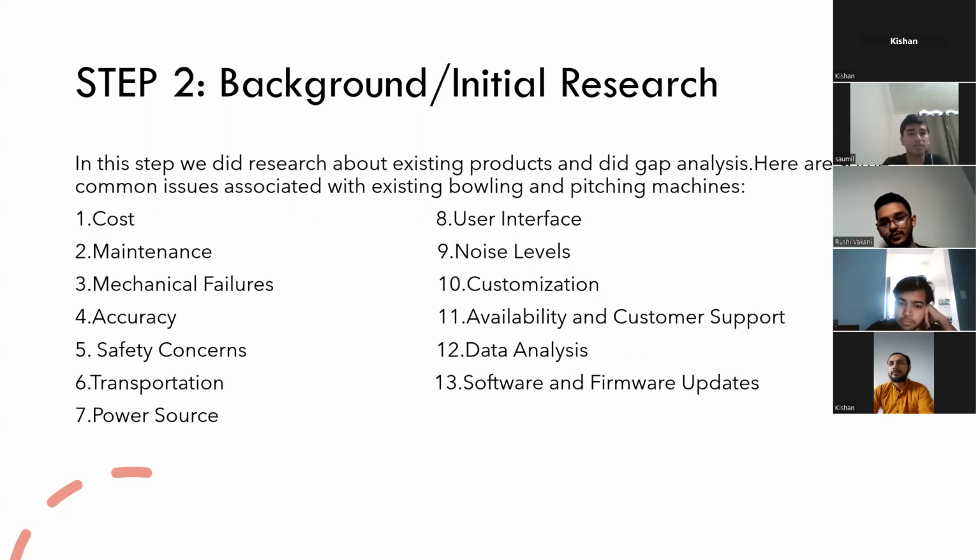Our next step is background and initial research. In this step, we researched existing products which are already in the market, and we also did gap analysis. We found some common issues among them: the cost of the bowling machines is very expensive, making them less accessible. Second was maintenance, mechanical failures, accuracy, safety concerns, and many more.